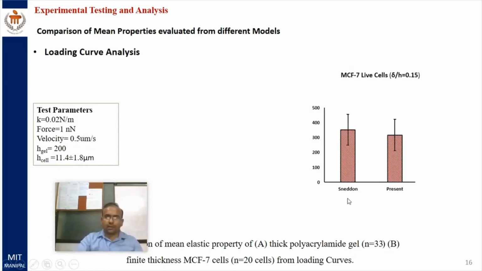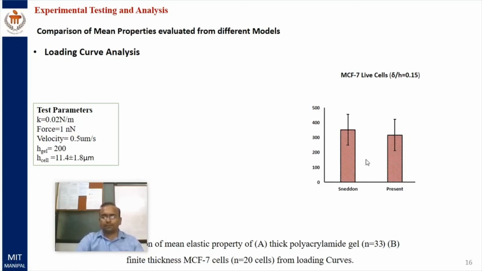The first comparison is between the mean properties extracted from the Snellen's equation and the present contact model. You can see here, this is Young's modulus. The values are found to have a difference of 11%. This 11% difference is coming because we removed that infinite thickness assumption. We introduced the thickness value into the equation, so the delta by H is going to contribute to some extent.